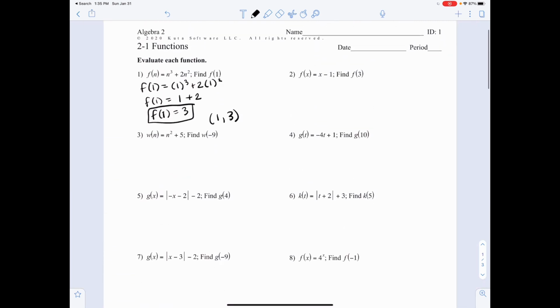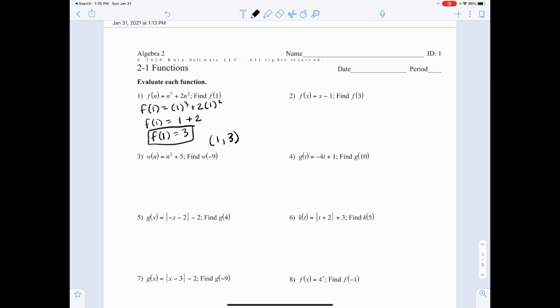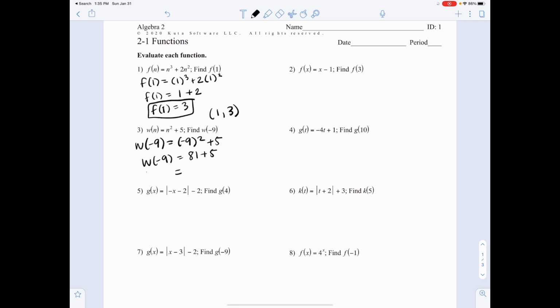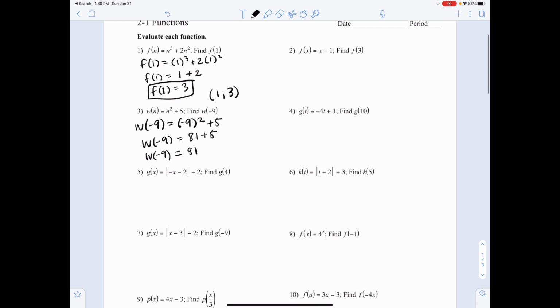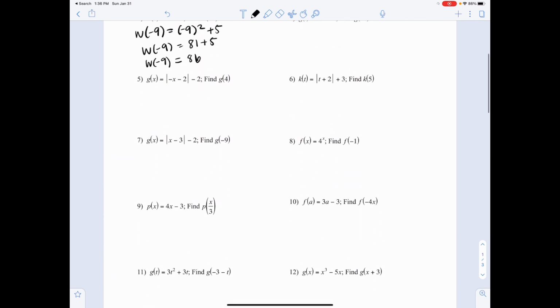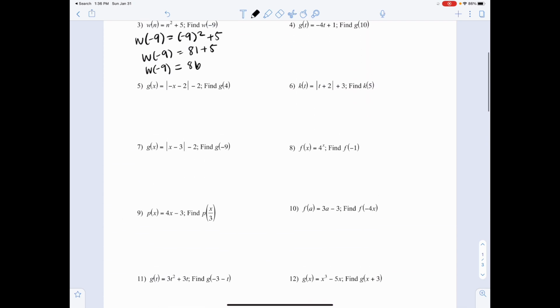All right, the next one, w of n. So w at -9. Oh gosh, sorry. Okay, w at -9 equals, put it in parentheses, (-9) squared plus 5. That becomes positive 81. Then we have to write w at -9 is positive 81. Okay, and if you had to write that as a point, it would be (-9, 81). We can check, oh sorry, not 81, we have to add that 5, so it's 86. So we can check our work down here, 86, good.